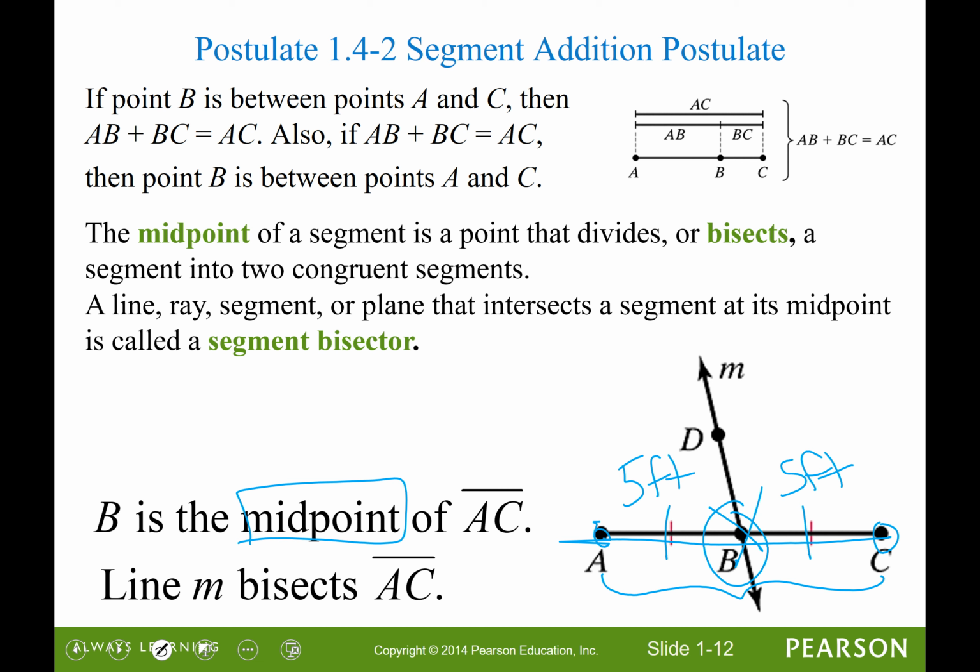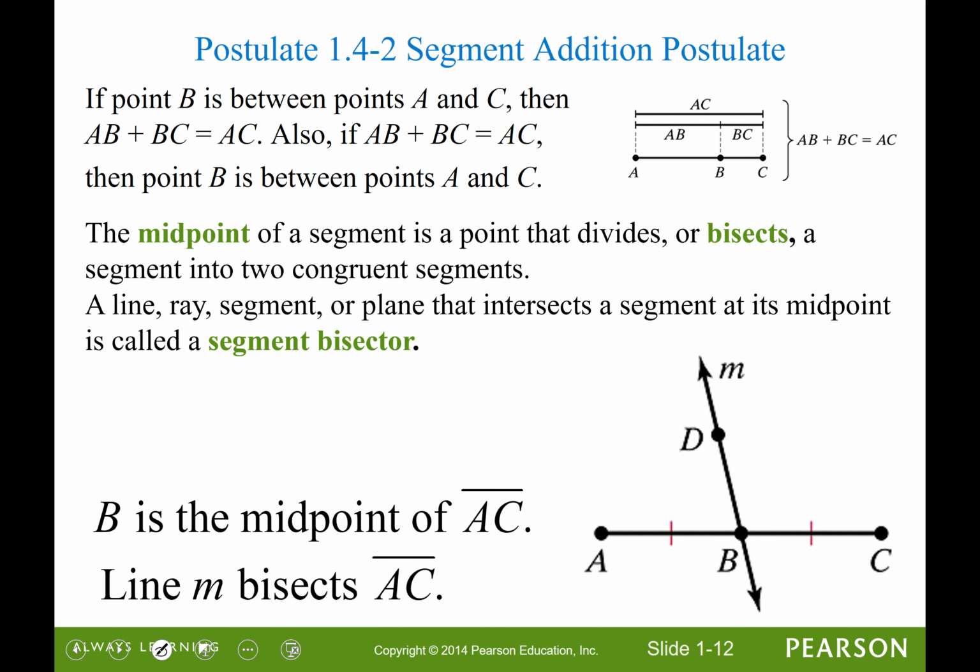And now this line, let me erase that scratch work. This line M, it is bisecting that segment AC. That means that it is cutting it into 2 congruent parts. Okay, it's called a segment bisector. Just think bisect. Bi for 2, section, so it's dividing it into 2 equal parts. And it doesn't matter that the segment is kind of tilted. If it was tilted this way or this way, it doesn't have to be perpendicular. As long as it cuts or intersects the segment at its midpoint, then it cuts it into 2 congruent parts, making it an official segment bisector.